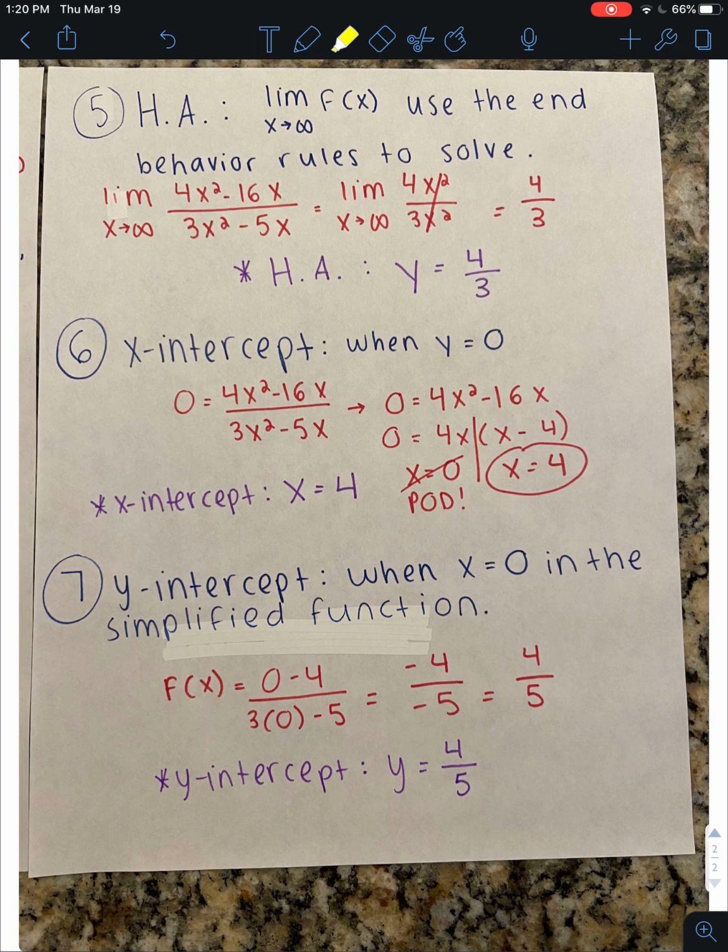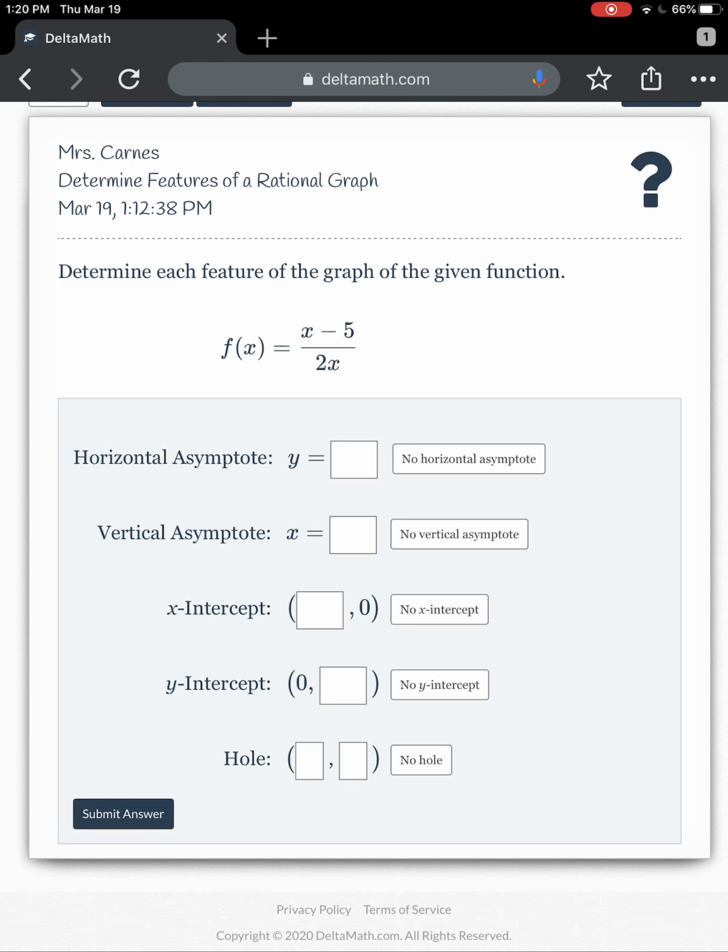If I'm asking for an x-intercept, you set the function equal to 0, which means you're making y 0, and you solve for x. If you do get a value like we did here that is either a vertical asymptote or a POD, then you would need to reject that as being an x-intercept because it's a point of discontinuity, or it's discontinuous there. And then for a y-intercept, that's when x is 0. So you'd be plugging in a value of 0 into the function for x and seeing what you get for your y value. It is possible to not have x-intercepts and to not have y-intercepts. Okay, so now let's go back to Delta Math.